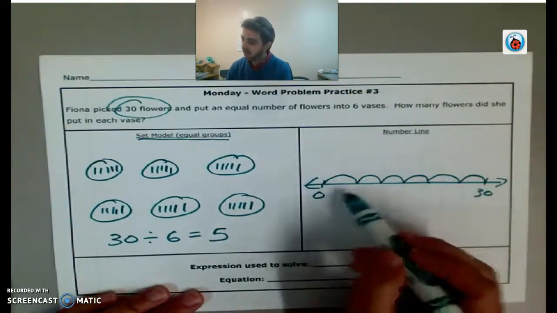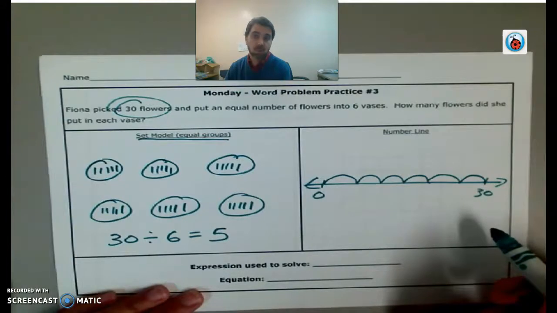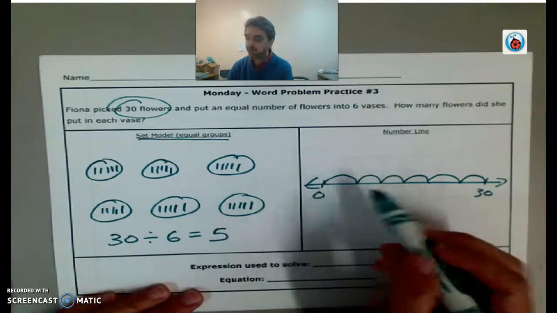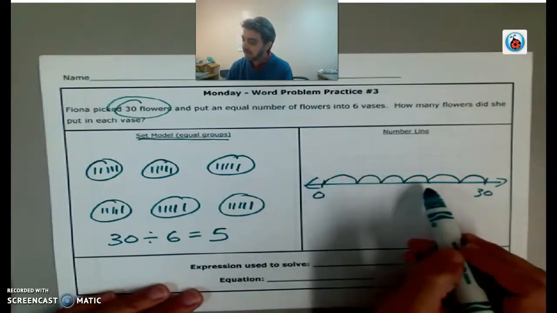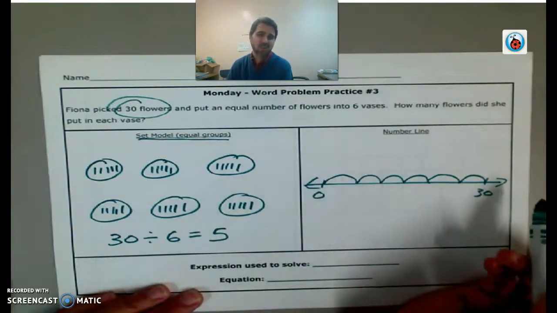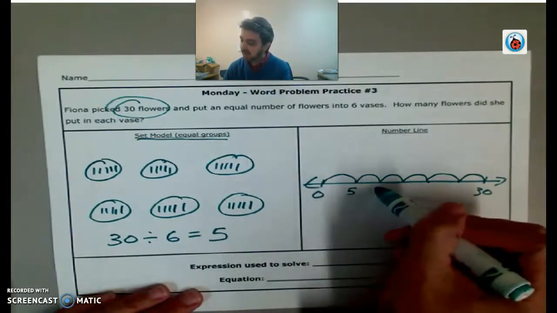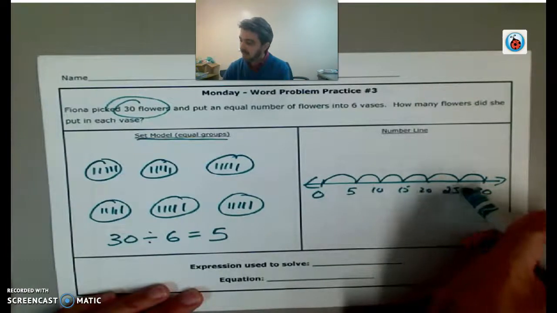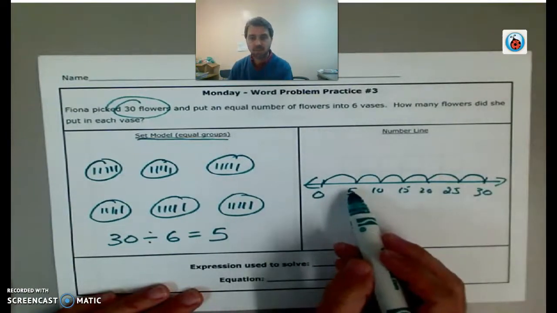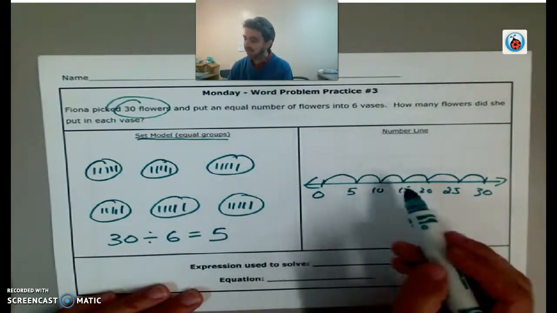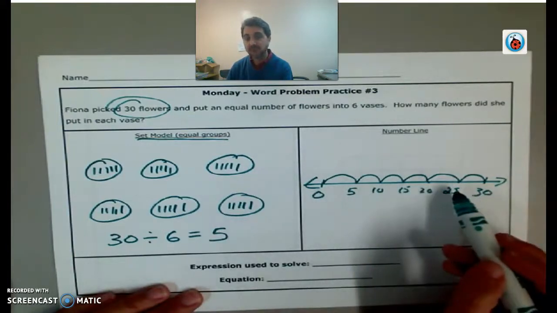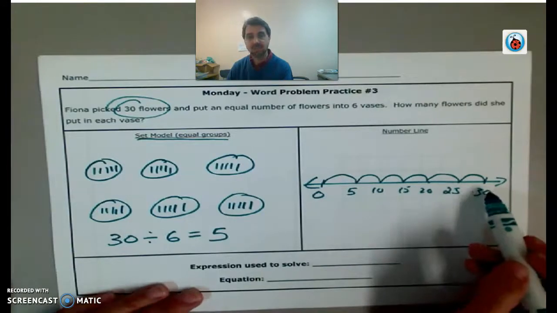Okay? So in this case, we're not sure, right? We just have to sort of take a guess like we did before. If I tried 3, 6, 9, 12, 15, 18, that didn't work. But we know that 5 does work. Okay, so one vase would have 5, 2 would have 10, 3, 15, 4 would have 20, 5 would have 25, and 6 vases would have 30 flowers.